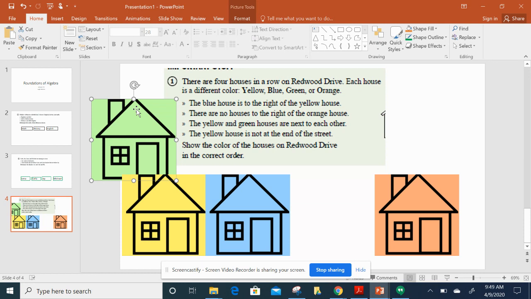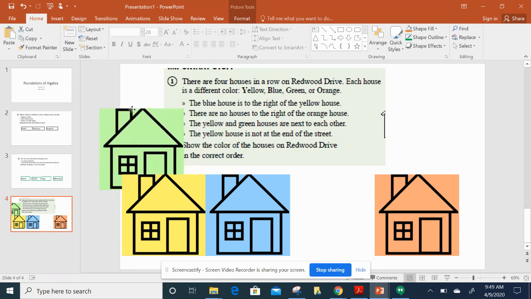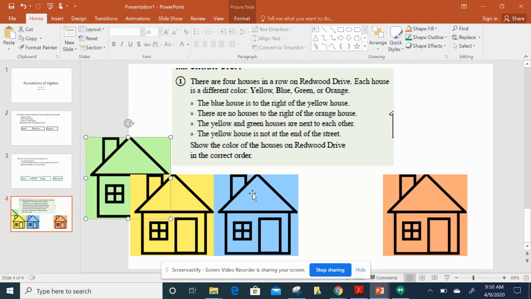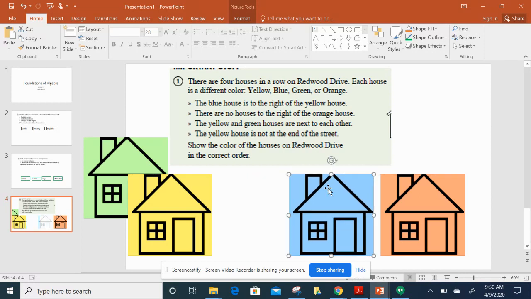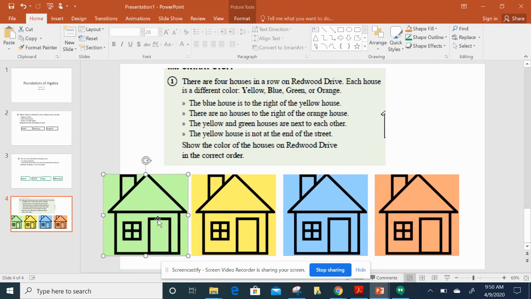So I'm going to wait to place that one until I read the last clue, which says the yellow house is not at the end of the street. Well, if I put the green house between the blue and the yellow, the yellow would be at the end of the street. So that logically tells me the green must be here at the end. So I'm just going to shift these houses over. And it looks like then that we found the color of the houses would be green, then yellow, then blue, and finally orange. Now, these are kind of fun puzzles to think through, and that's what you're going to be doing on here.